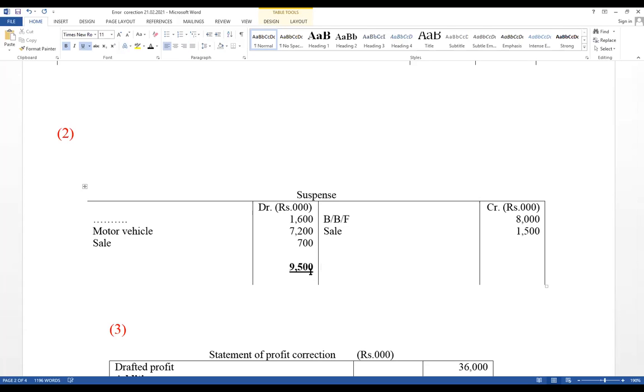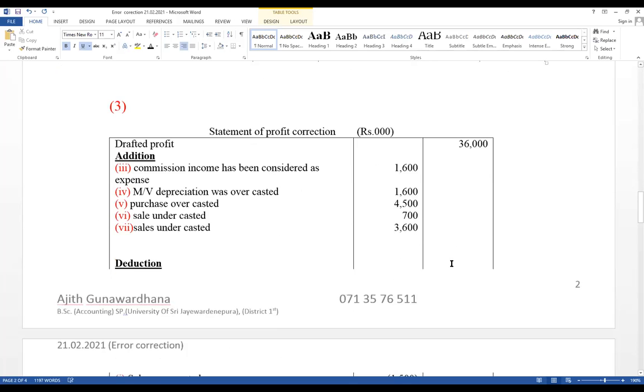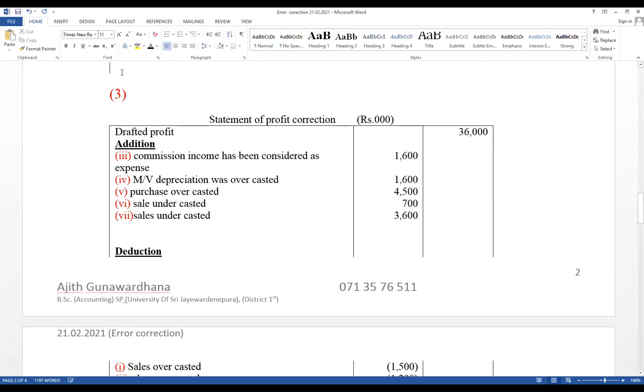If it is correct, the credit side total amount is also the same value. After correcting the above errors, there is no balance in the suspense accounts. There is no balance in the suspense accounts. And think about profit correction also.